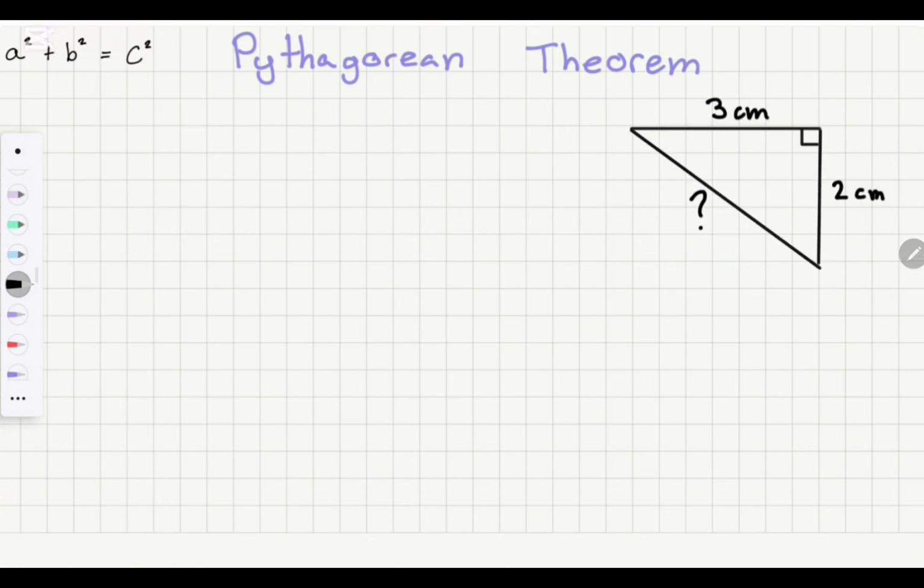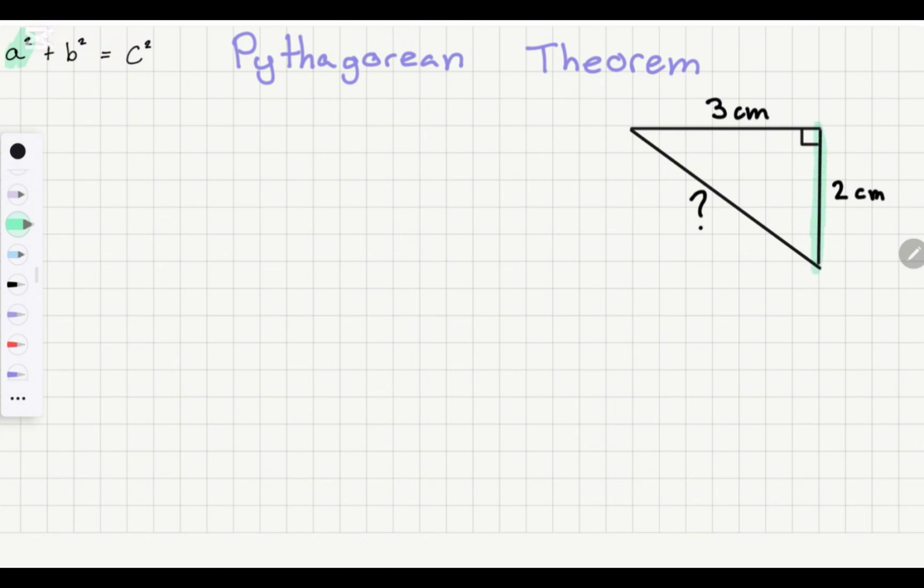Okay, so this question is asking us to find how long this side length is right here, because it has a question mark. It's asking us how long is this side, and we can find that out through the Pythagorean theorem. So the first thing that I'm going to do is label all of my sides. So we're going to start with A. I'm actually going to make that green with A. So let's call our 2 this side length A.